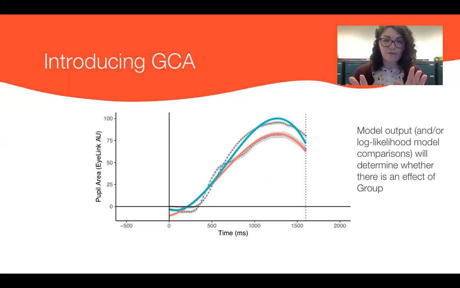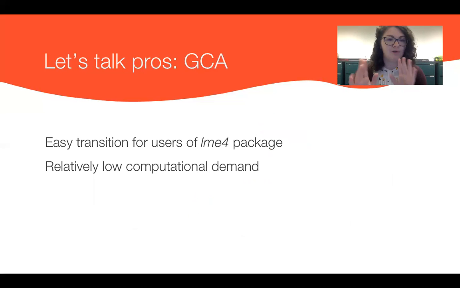So that is my whirlwind overview of GCA, and now I want to talk pros and cons. First of all, I think one of the biggest pros of GCA, which will be the case for many but not all users, is that it should be a fairly easy transition for people who are familiar with the LME4 package. So if you're familiar with using mixed effects in R, then I think this is probably the easiest addition to your prior knowledge that you're going to make in order to look at time series analyses for pupil data.